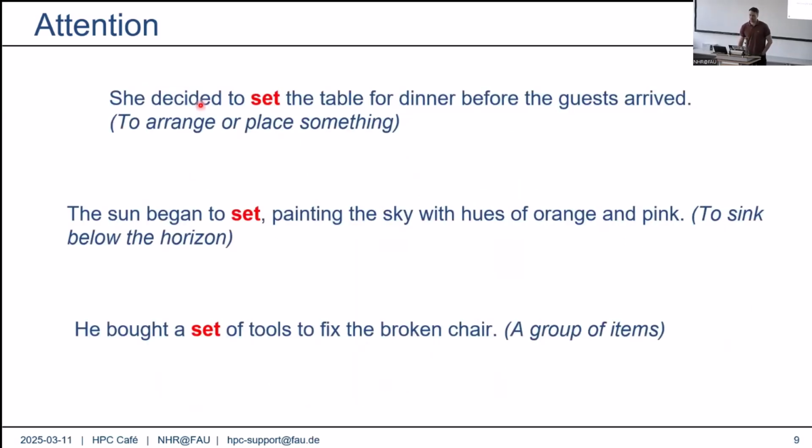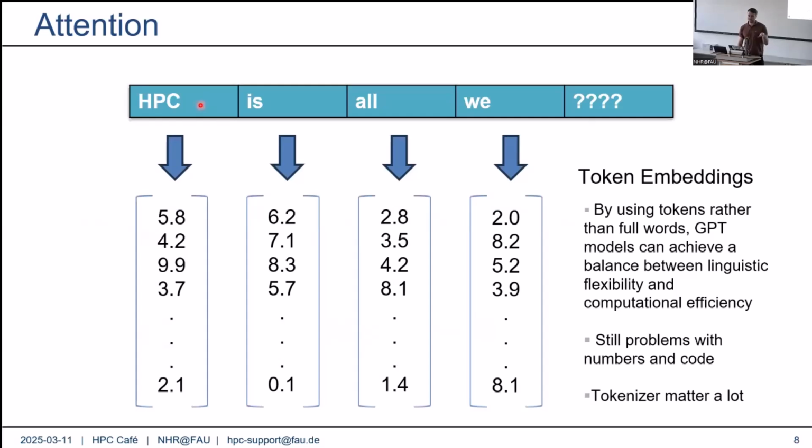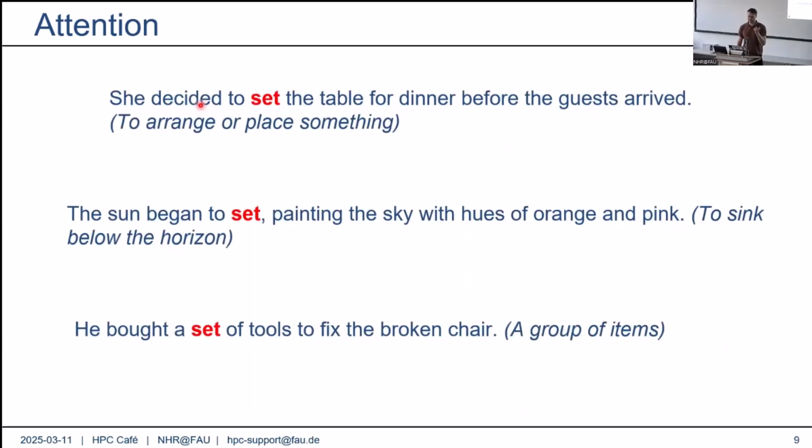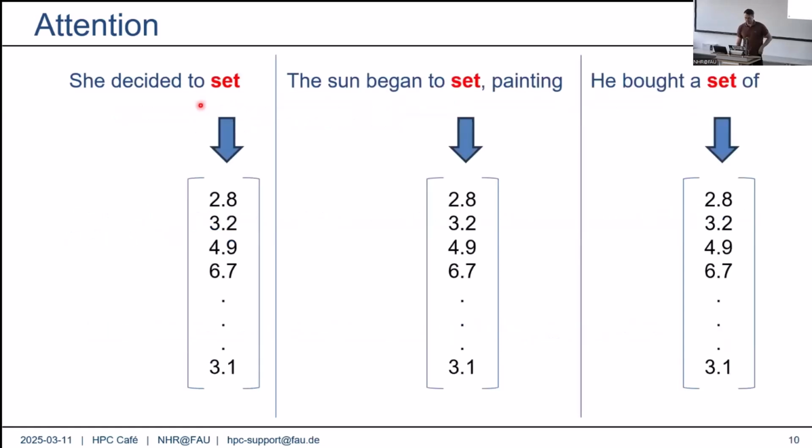So let's go into a problem that we have. We use those static embeddings, right? There are words that have different meanings in different contexts. For example, "she decided to set the table for dinner because the guests arrived." But there's also this word in a context that says "the sun began to set", and also "he bought a set of tools to fix the broken chairs." There are many different meanings for the word "set", although it's the same word. It didn't change, right? If we look at embeddings that are just looked up, they would all be the same, not regarding any context. And this makes it hard to predict the next word after such a generic word as "set".